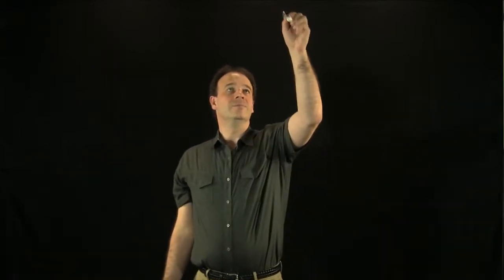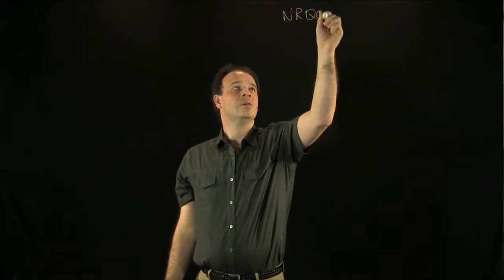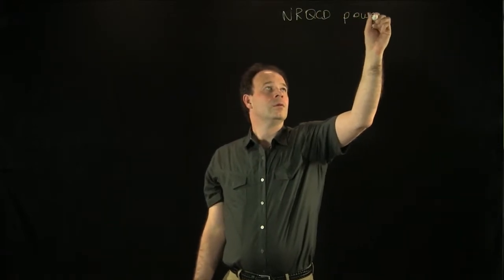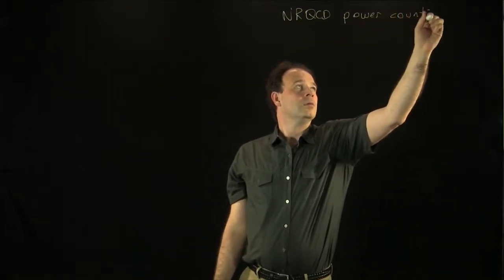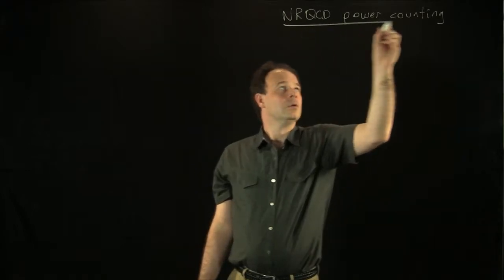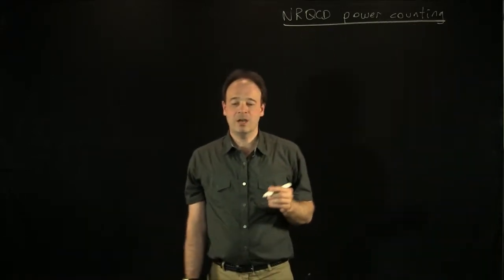All right, so in this lecture, I want to talk about the power counting of NRQCD. We've kind of seen how we go about constructing a Lagrangian, but how is it that we actually know which terms we need to construct? So NRQCD power counting. OK, so how are we going to do this?